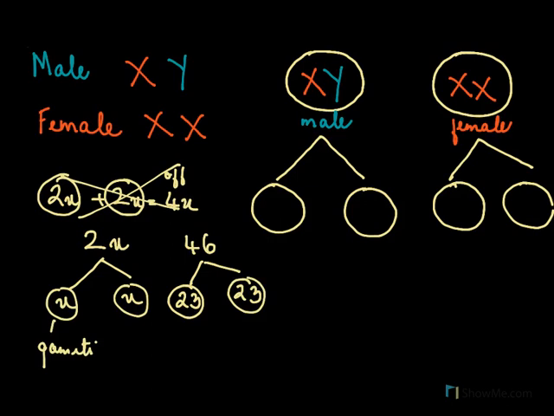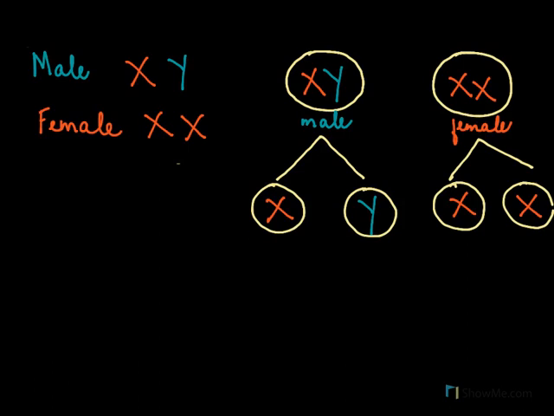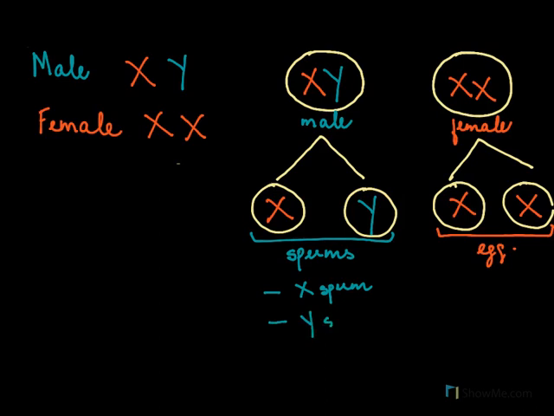So similarly here, the male now, when it forms the gametes, it will break down into X and Y. And in the female, you will have both X because it has only the X chromosomes. So these are the sperms, which are the male gametes. And this is the egg, which is a female gamete. So if you notice here, the sperms are of two types. You have the X sperm and you have the Y sperm.